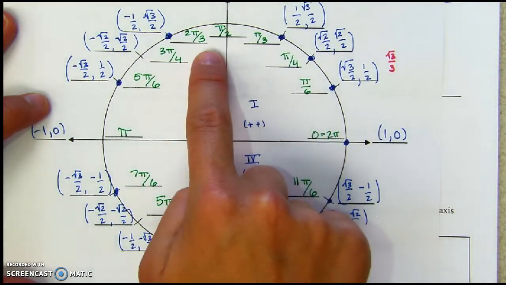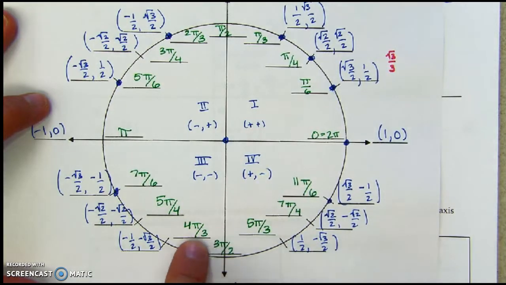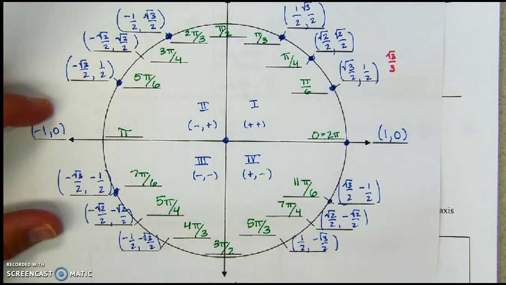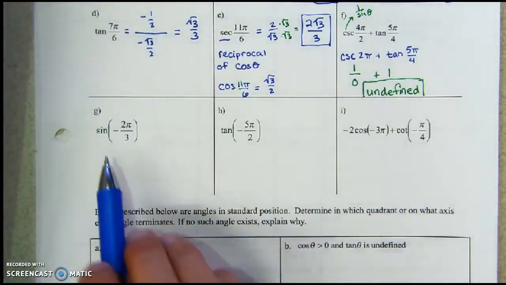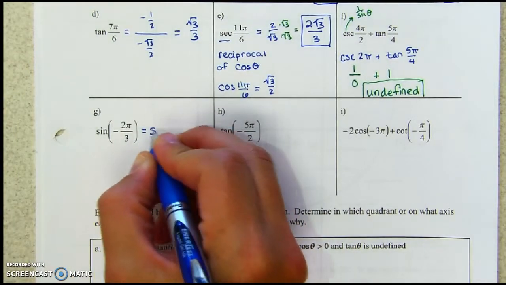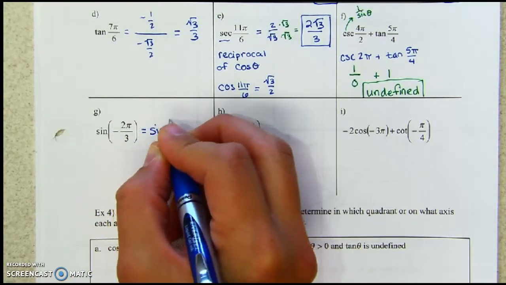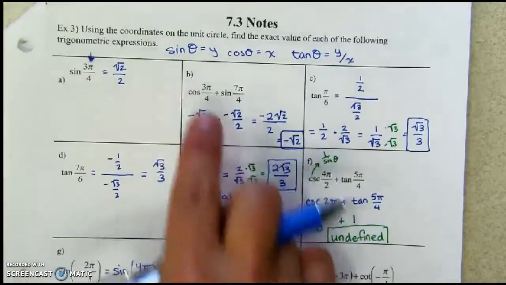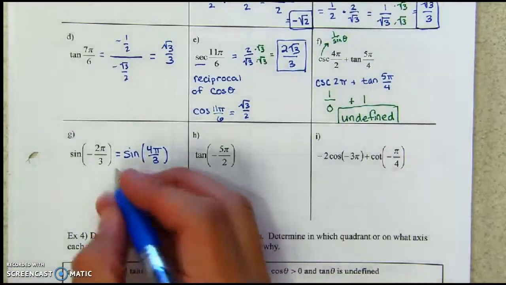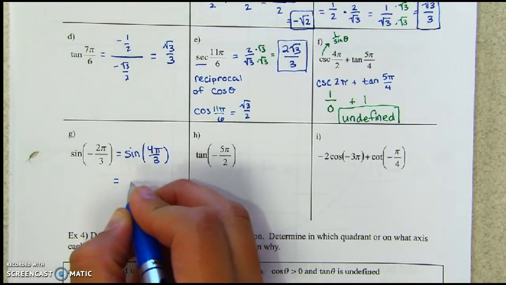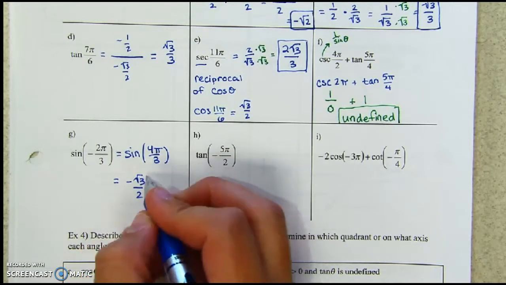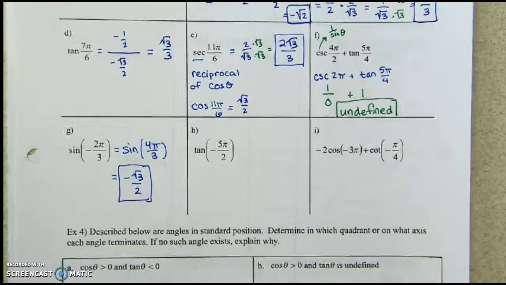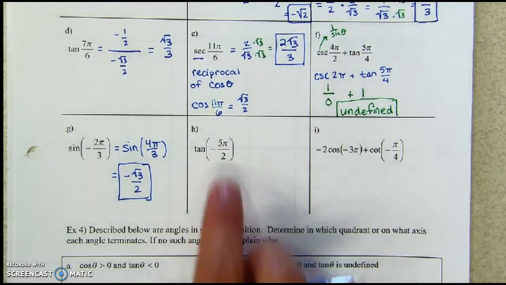So this distance down here lands you where? Here at 4 pi over 3. And do you remember what value we need? Sine or cosine, x or y? Let's see here. Sine. So watch. Sine of negative 2 pi over 3 is the same exact thing as the sine of 4 pi over 3. Sine, if you forgot, is equal to which value? Y value. So what's the y value at 4 pi over 3? Negative square root 3 over 2. Ta-da. I hope I got it right. I did. Yay. Okay. Negative 5 pi over 2.